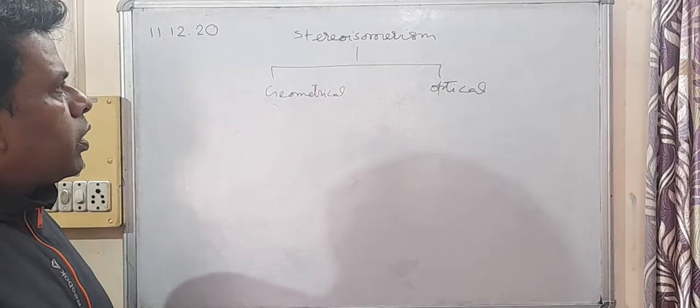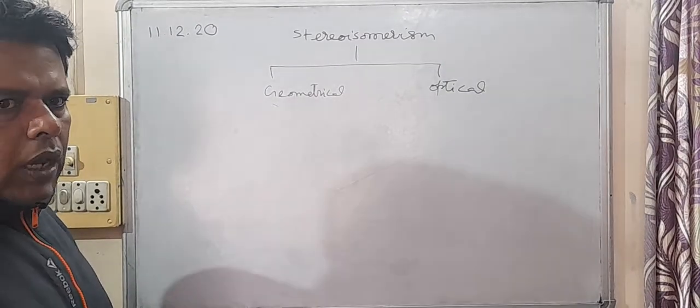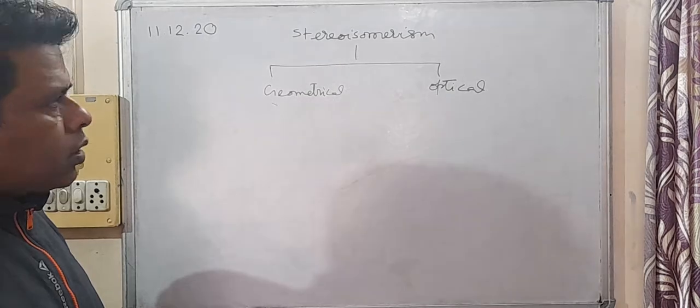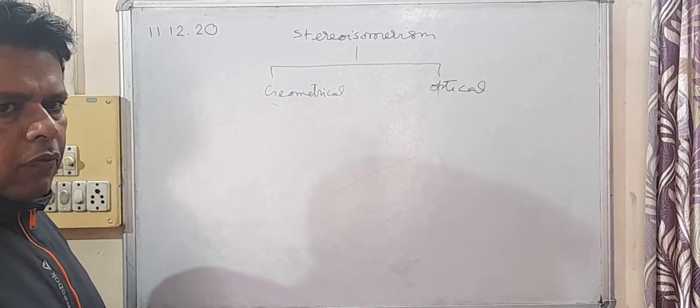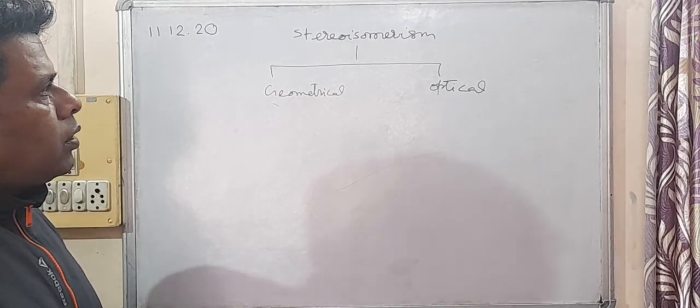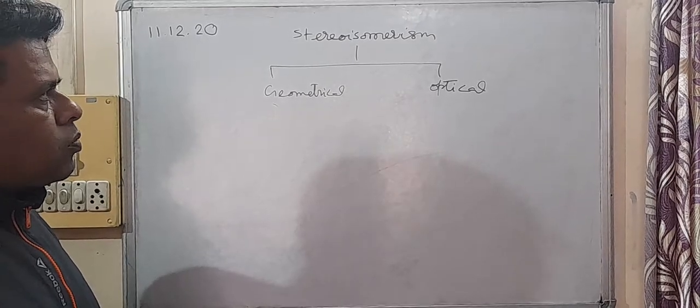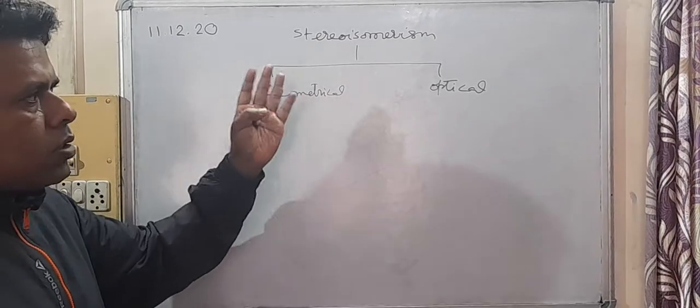Okay, good morning children. As you know, we have done structure isomerism, and another part of isomerism is stereoisomerism that we are going to discuss today. Stereoisomerism is of two types, geometrical and optical. So what are they? Geometrical isomerism happens for alkenes.